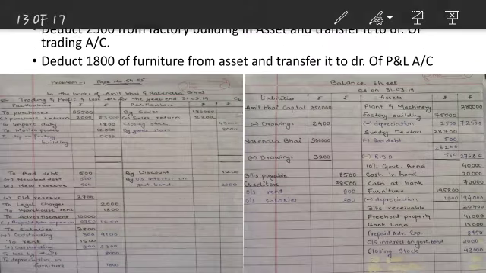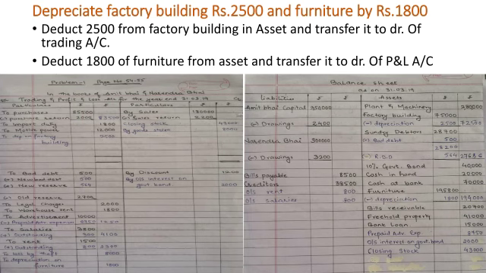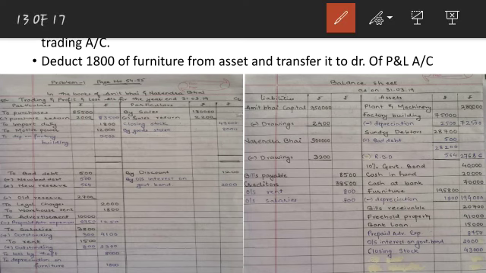Next is depreciation. Depreciate factory building by 2,500 and furniture by 1,800. So the factory building we wrote on the asset side, leaving a line here. 75,000 was the amount of the factory building. Depreciation is always deducted, so deduct this 2,500 out of it, get the amount outside. Take the next effect to the factory building. So depreciation on factory building goes to the trading account debit side, to depreciation on factory building rupees 2,500.